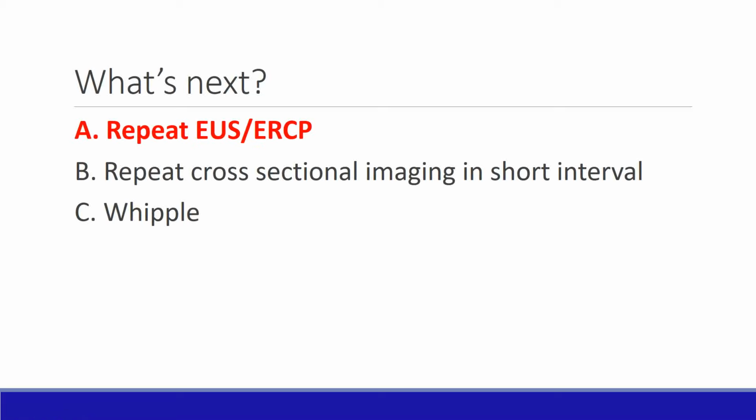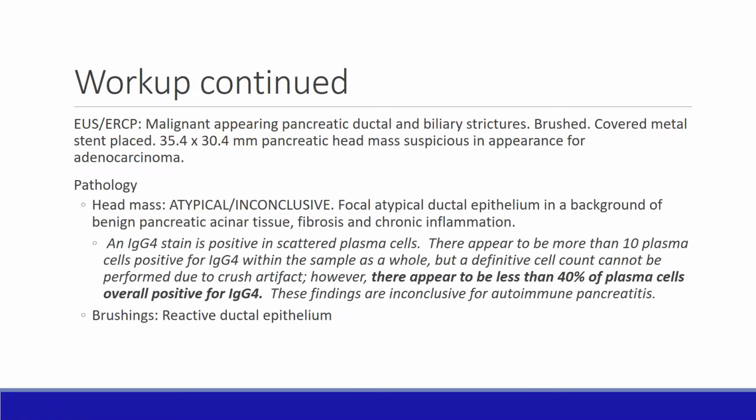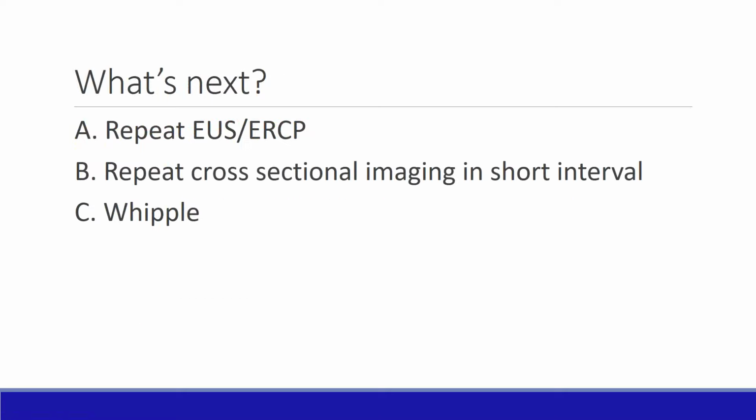So this patient did indeed have repeat EUS and ERCP, with similar findings. The 3.5 centimeter mass, malignant appearing pancreatic ductal and biliary strictures, suspicious for adenocarcinoma. And this time pathology was atypical and inconclusive, but there were some IgG4 stain and scattered plasma cells. Due to crush artifact, there were not more than 10 plasma cells, and there were less than 40% of plasma cells positive for IgG4. So this was felt to be inconclusive for autoimmune pancreatitis, and the brushings were benign.